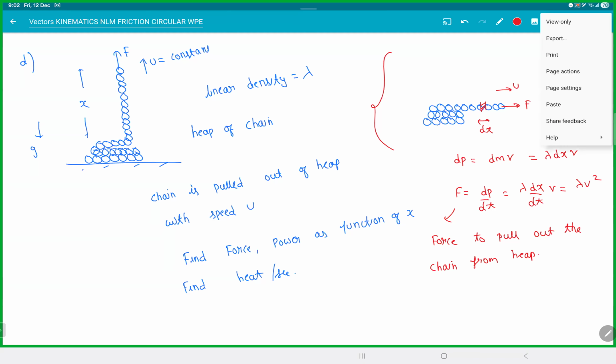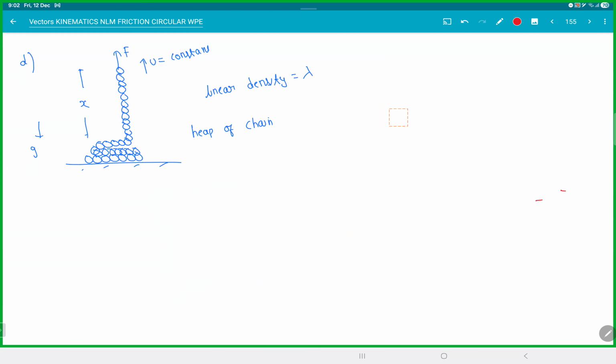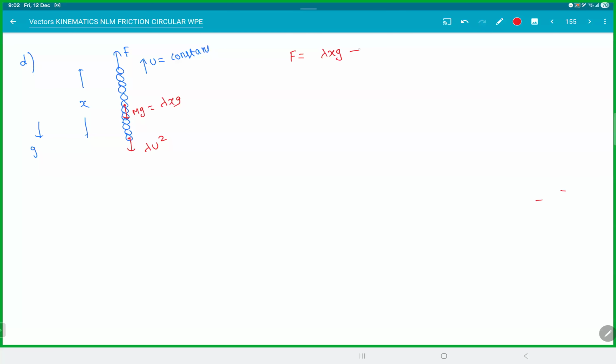Now, if you combine all this together, this part of the chain which is hanging has its own weight mg, which is lambda xg, and because you want to pull the chain out of the heap, by Newton's third law, it will exert a force on you, lambda u square. So the force F will be lambda xg plus lambda u square. This is a variable force. Force is not constant. As time passes, the force is increasing. And what is the power? Force into velocity. That will be lambda xgu plus lambda u cube. So this is the power given by the external force. This external force is supplying this much power.